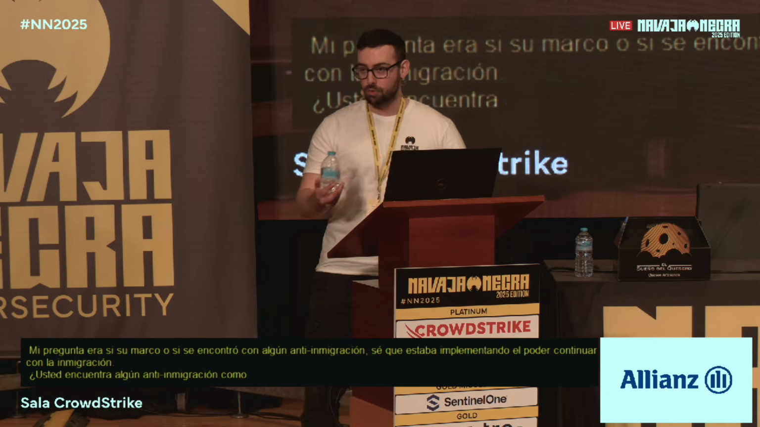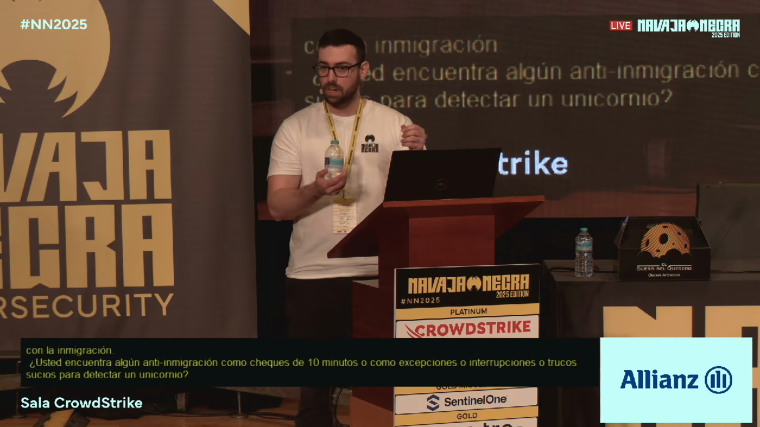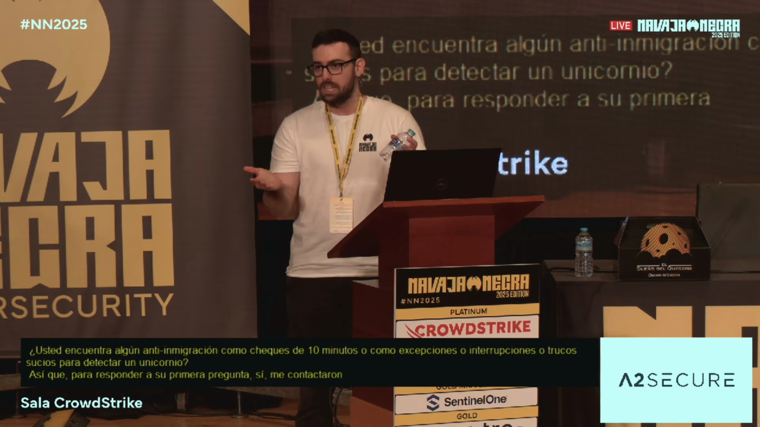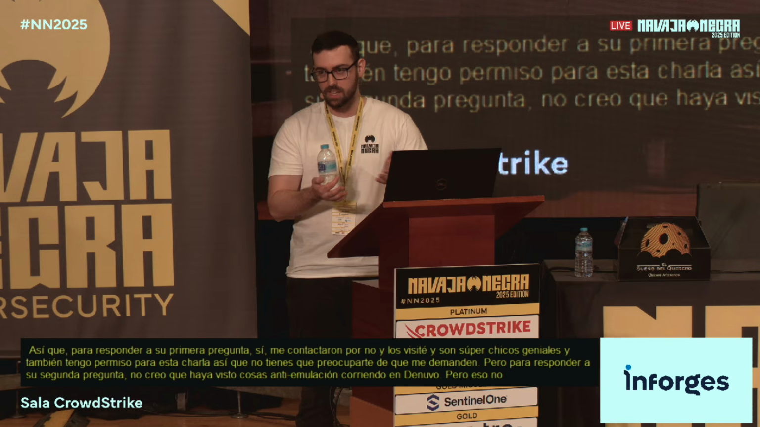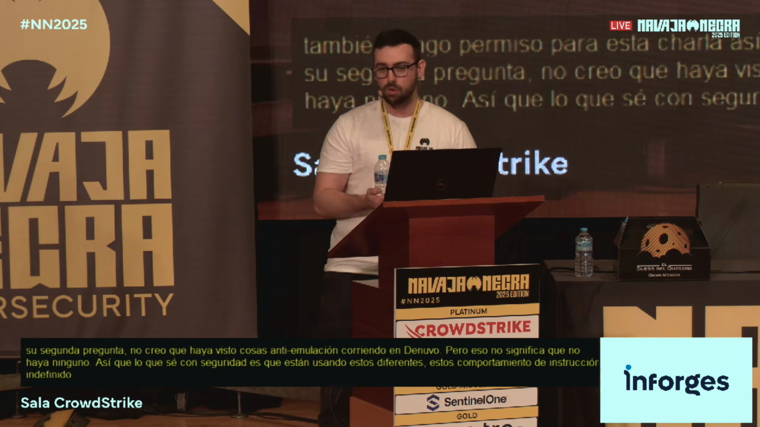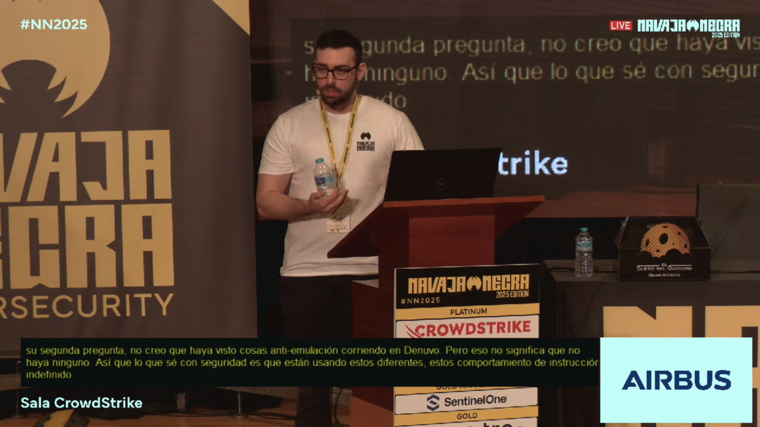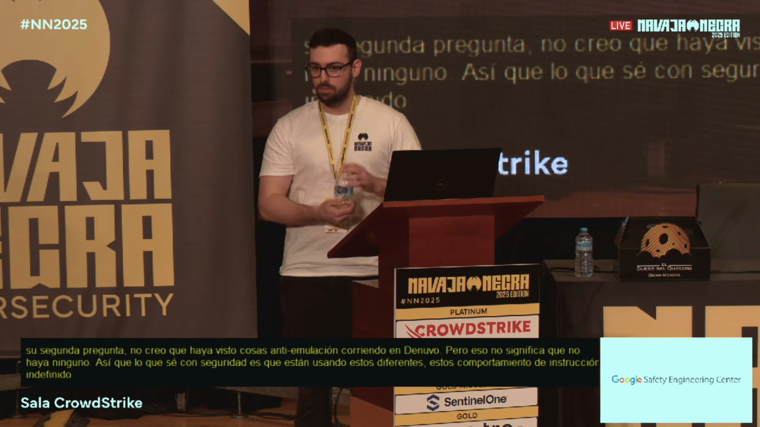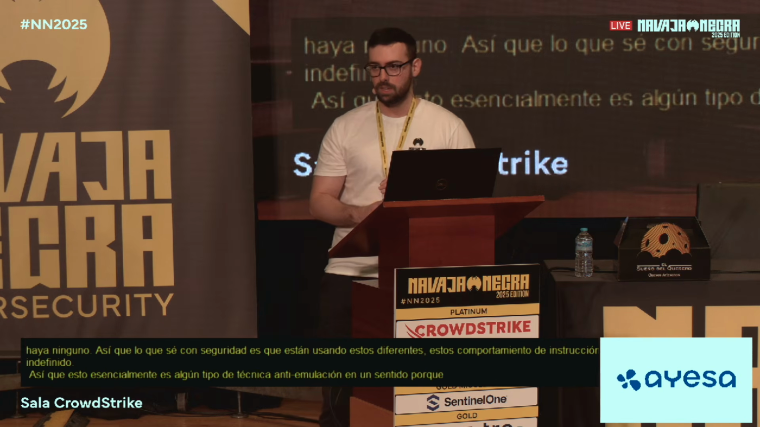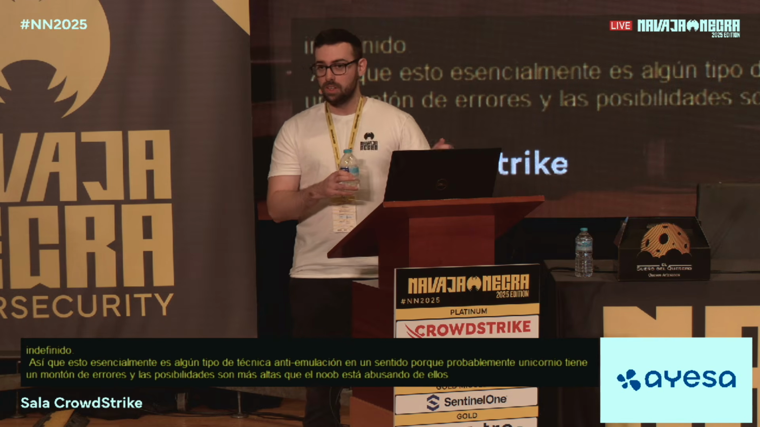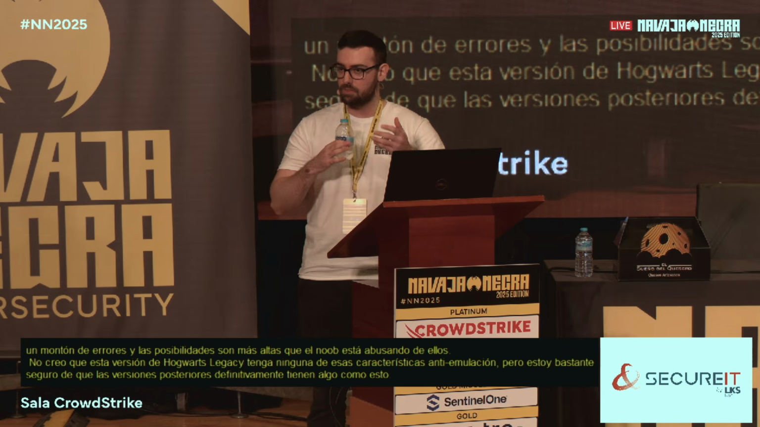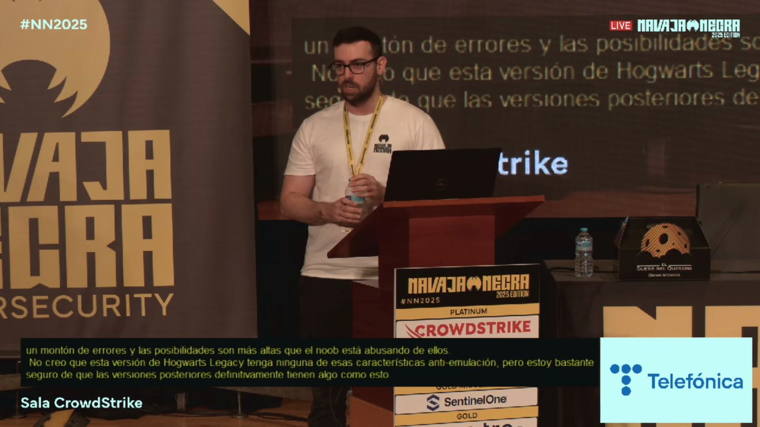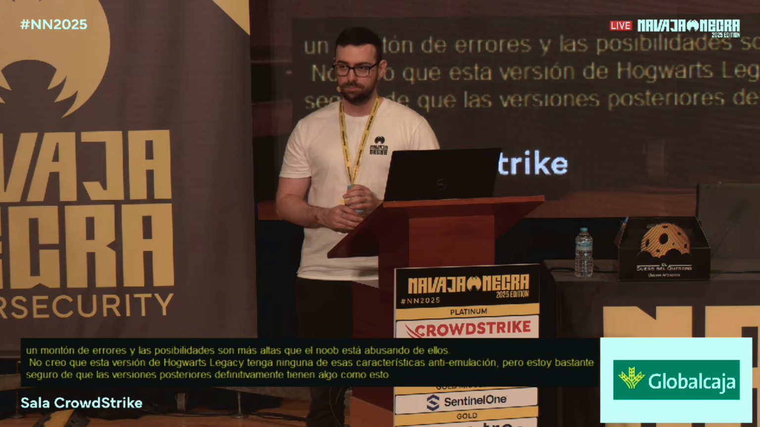What I know for sure is that they're using undefined instruction behavior. This is essentially some kind of anti-emulation technique in a sense, because probably Unicorn has a lot of bugs, and chances are high that Denuvo is abusing them. I don't think that this Hogwarts Legacy version has any of those anti-emulation features, but I'm pretty sure that later versions definitely do have something like this. There was an environment variable called anti-tamper timing something by Denuvo, so they definitely have some timing stuff in there, but I don't know how it works, and I didn't have the need to analyze that.